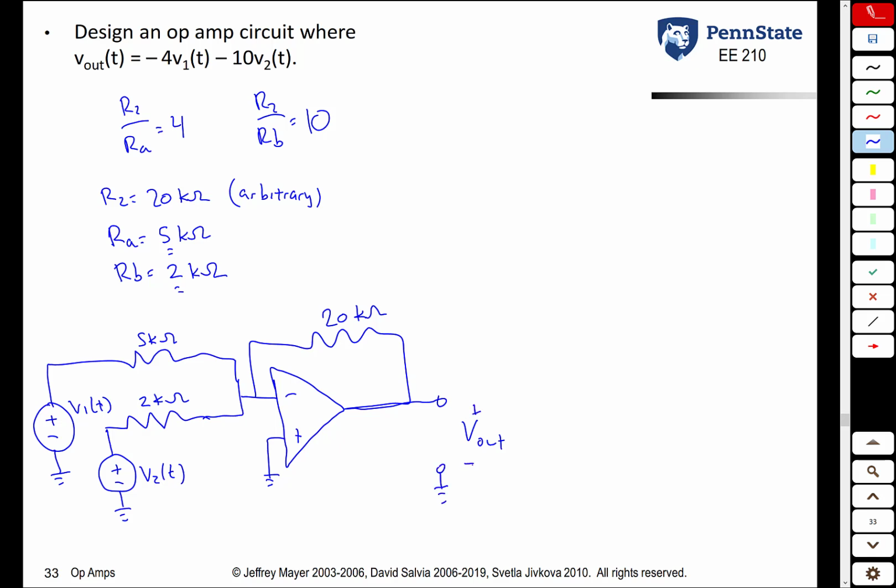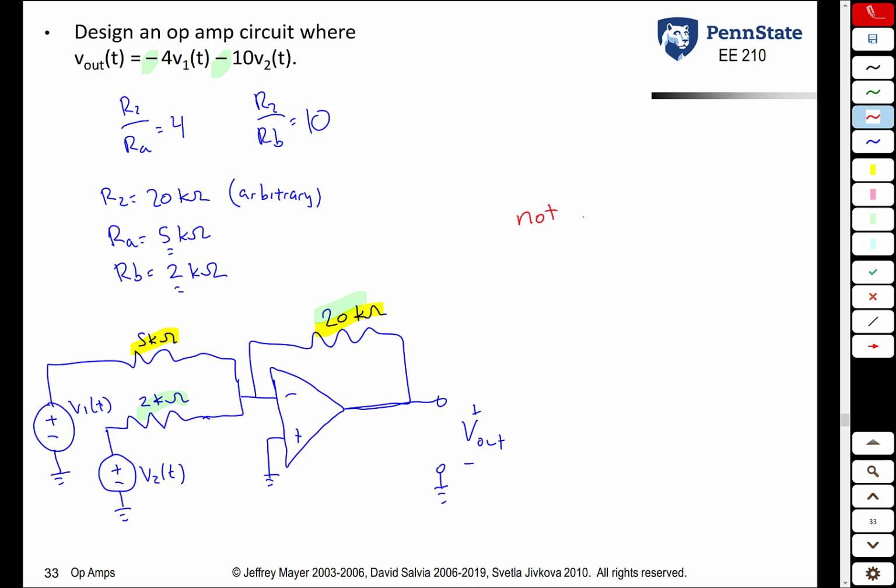So V out is now equal to what? Negative 4, 20 divided by 5 is negative 4 times V1, minus 10, 20 over 2, times V2. Notice in this inverting summing amplifier, we're summing V1 and V2 together, but then we're inverting it. So both of them are going to have a negative gain. And that's because they're connected through resistors to the inverting terminal of the amplifier.